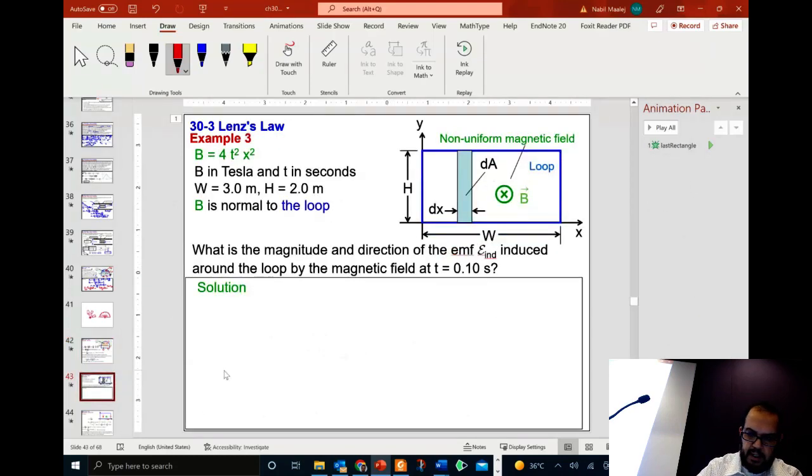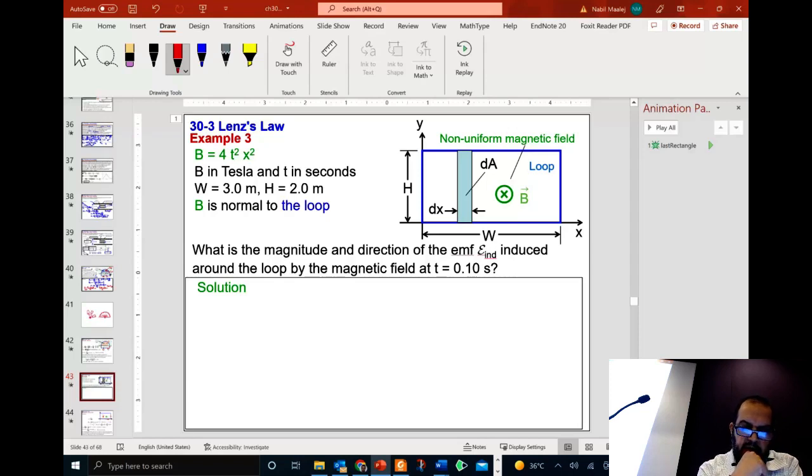Okay, do we have time for, okay, let's do this example. Here is another example. We have a loop of width W and height H, and the magnetic field in Tesla is given. It's varying as a function of time and as a function of position, so it's 4t squared x squared. B is normal to the loop, into the page. What is the magnitude and direction of the induced EMF around the loop by the magnetic field at t equal to 1 second?